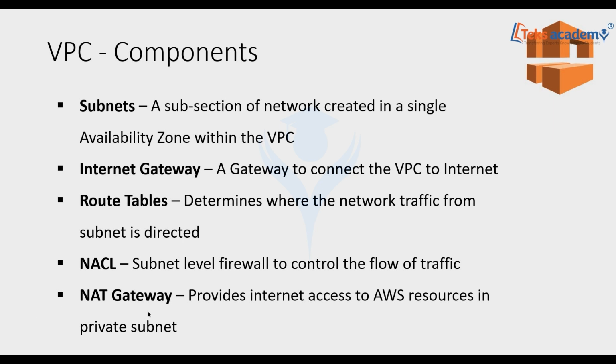Now NAT gateway. NAT gateway is a gateway that provides internet access to the AWS resources in a private subnet. Private subnet does not have access to the internet. So the AWS resources launched within the private subnet will not have access to the internet. So in order to get access to the internet, we use the NAT gateway.